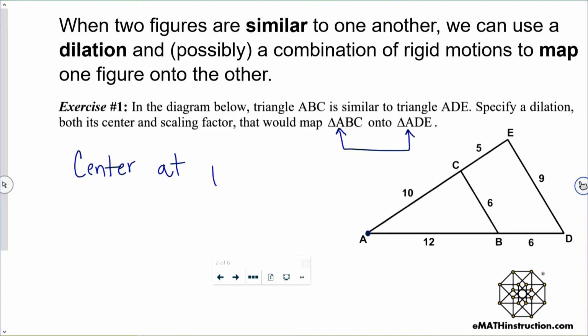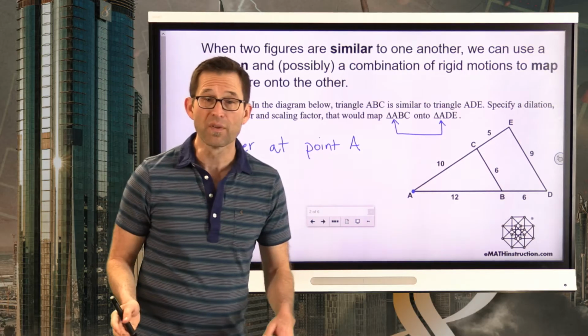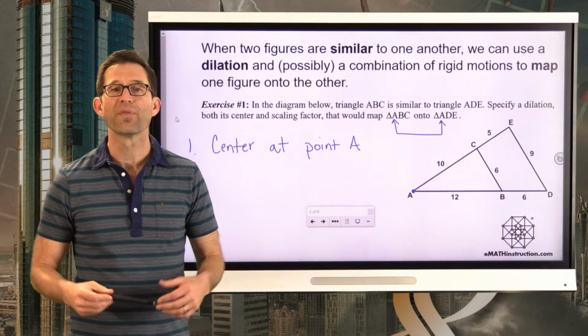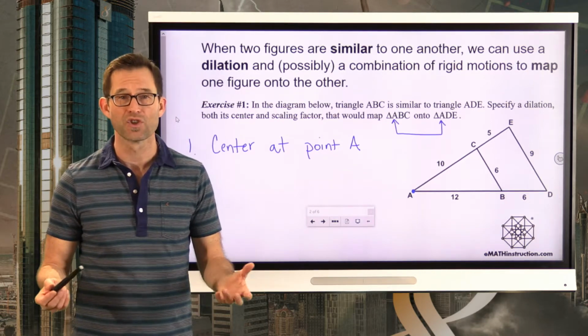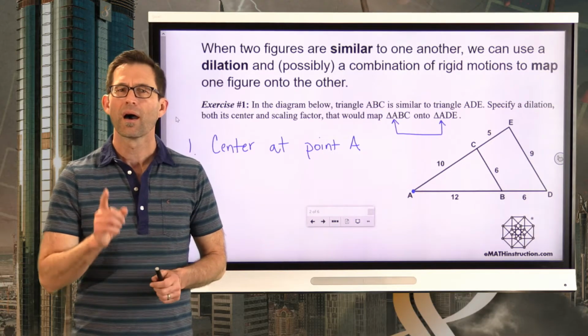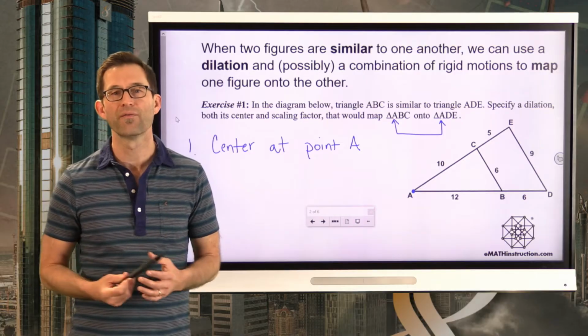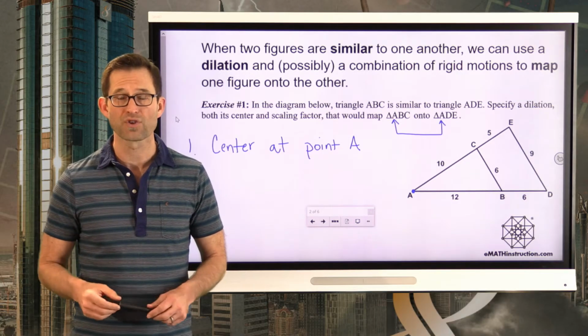at point A. Now, for a dilation, you really just have to specify two things. You have to specify the center, and in this case, we want the center to be A. And you also have to figure out what the constant of dilation is, the scaling constant. I'd like you to pause the video now and see if you can figure out what the value of K is, and it is going to be fractional.